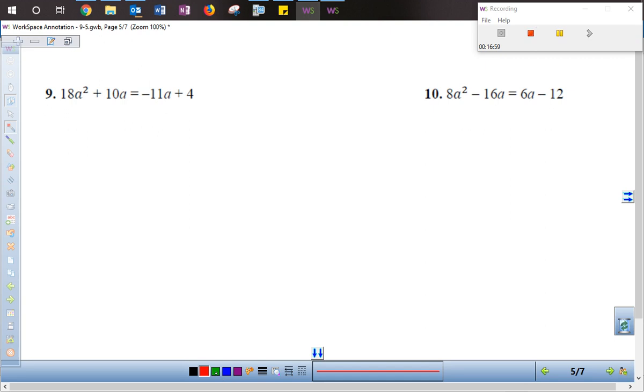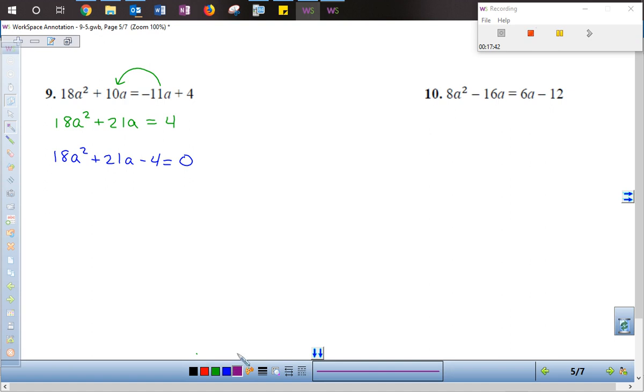On number 9, I have 18a squared plus 10a equals negative 11a plus 4. Before we even get started here, it's very important that we start by setting everything equal to 0, getting everything over to the left side and getting equal 0 on the right. So to do that, I want to add 11a over here, and that's going to give me 18a squared plus 21a equals 4. Then I need to subtract 4 from each side. So when I subtract 4, I'm going to be left with 18a squared plus 21a minus 4 equals 0.